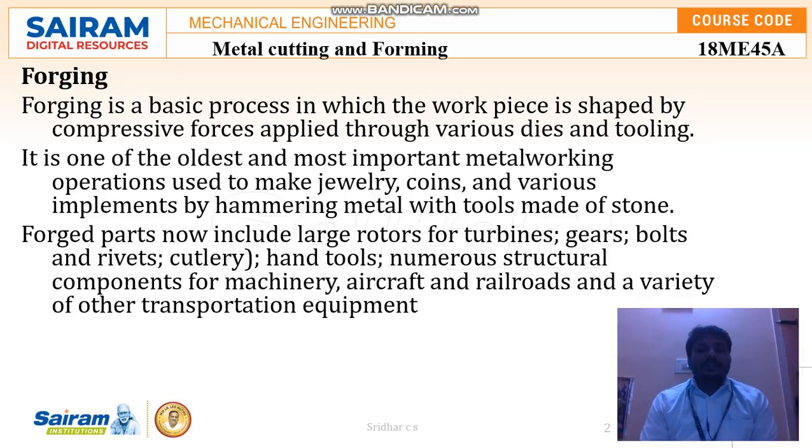Coming to the next point, forged parts now include large rotors for turbines. Even with the advanced technology used in industries nowadays, some parts still require forging. For example, forged parts include large rotors of turbines, large gears, bolts and rivets, and cutlery. Like this, we still use different equipment made with forging. Hand tools and numerous structural components for machines, aircraft and railways are also forged. So forging has a wide variety of uses, even for transport equipment.